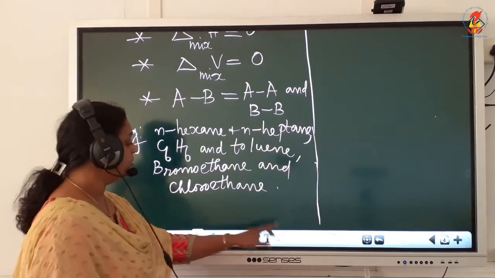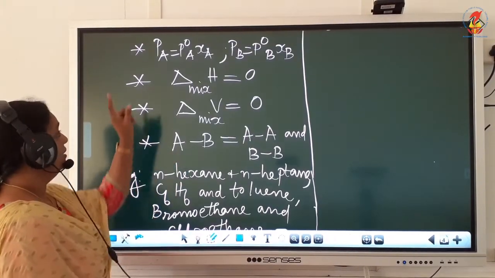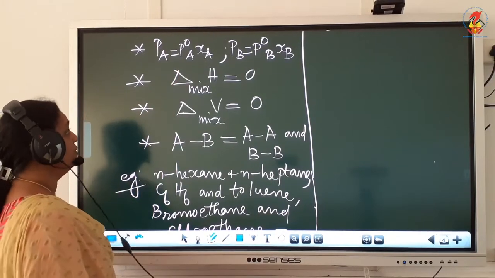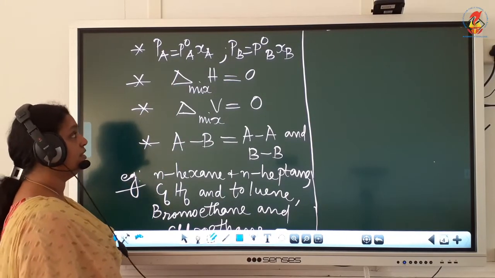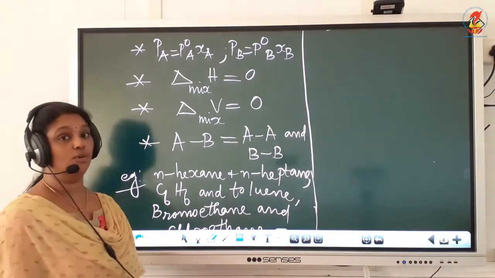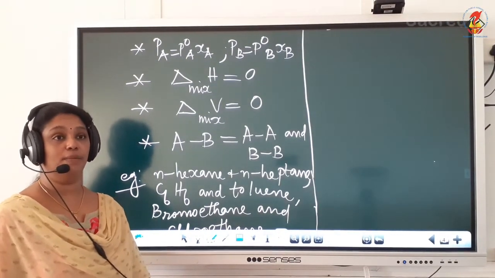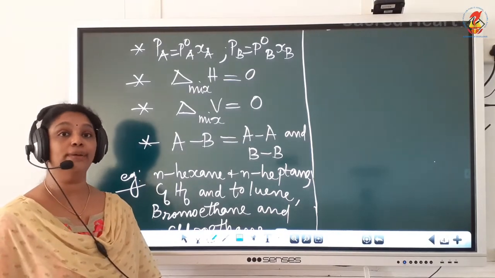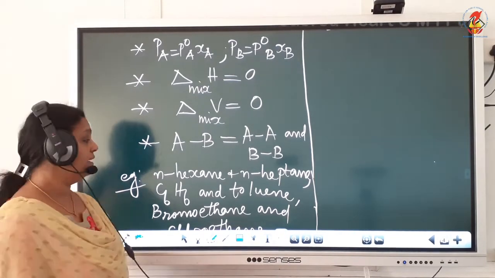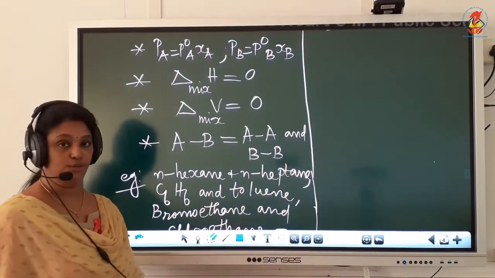So we can see the ideal solution obeys Raoult's law for the entire range of concentration. The delta H of mixing is equal to 0. Delta V of mixing is equal to 0. The force of attraction between AB is equal to AA and BB. And there are three examples for ideal solution.